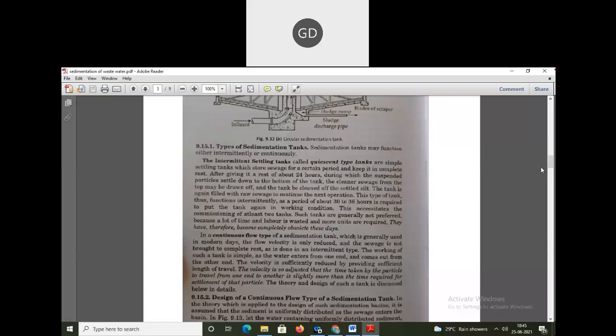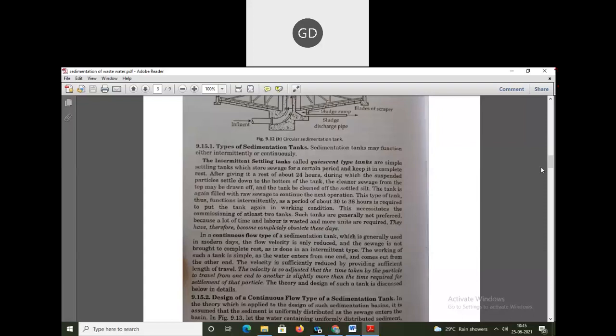Then comes the continuous flow type. These are used nowadays. Here you can reduce the flow velocity, and the sewage is not brought to a complete still position, or complete rest, as it is in the intermittent type of settling tanks.